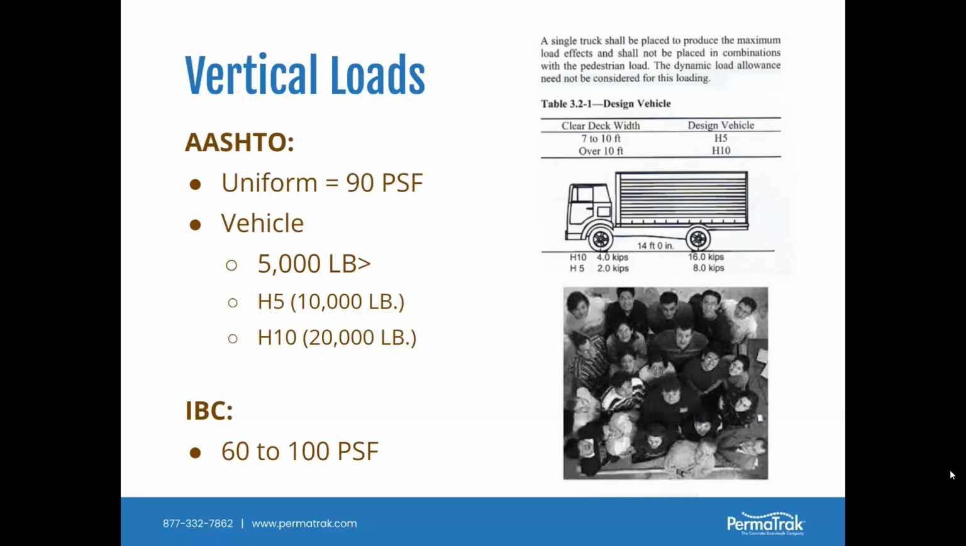So you'll see very commonly in the boardwalk world, if IBC is governing, anywhere from a 60 to 100 pounds per square foot. And the picture that you see right there is demonstrating what a 100 pounds per square foot looks like. So think about if you're in an elevator and you're very crowded, sort of like what you see there, that's approximately what 100 pounds per square foot might look like.